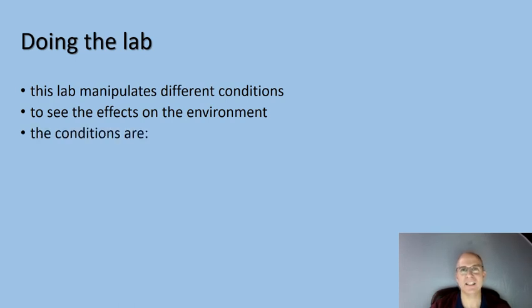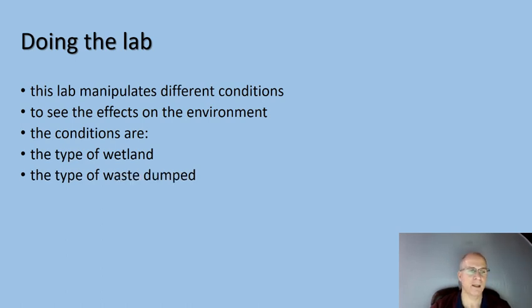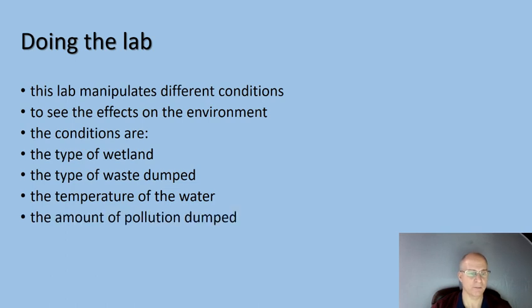So the conditions that we will be looking at in the lab include things like what type of wetland is it? Is it a fast-flowing river? Is it a slow-flowing river? Is it a pond, etc.? What type of waste is going to be dumped? Is it organic waste like sewage? Is it inorganic waste, industrial waste from a factory? What is the temperature of the water? Because that can influence the amount of oxygen in the water. How much pollution is being dumped.